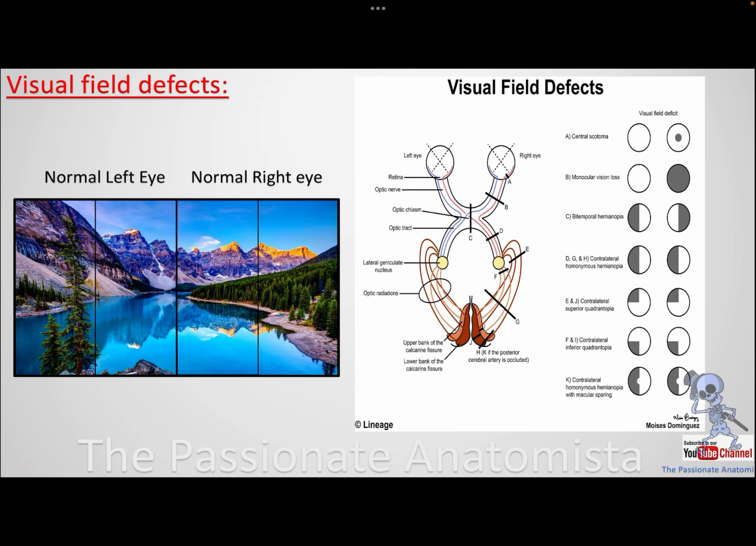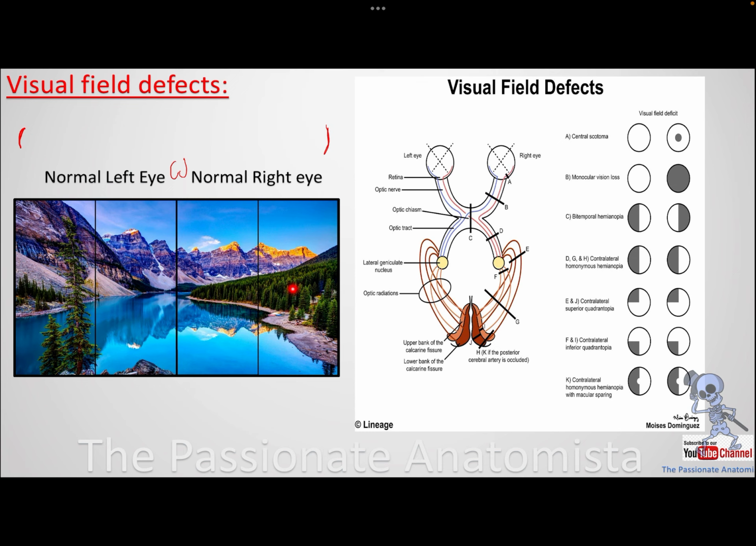In order to make your life easy, guys, I added some lines, because this is your right eye and this is your left eye. Here is your nose. So let's consider that here is your nose and this is your temporal bones. Okay, so I made for each eye two visual fields.